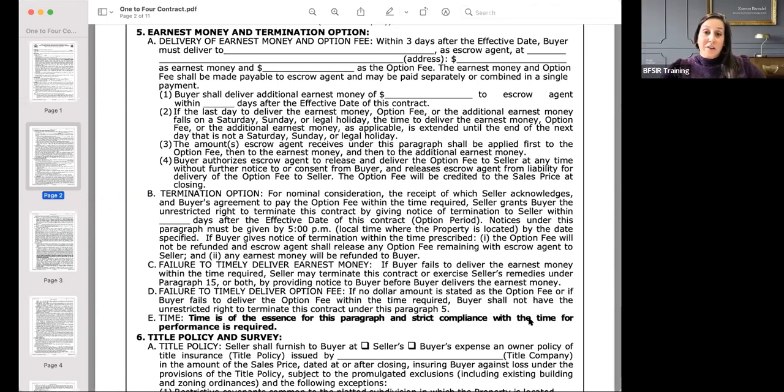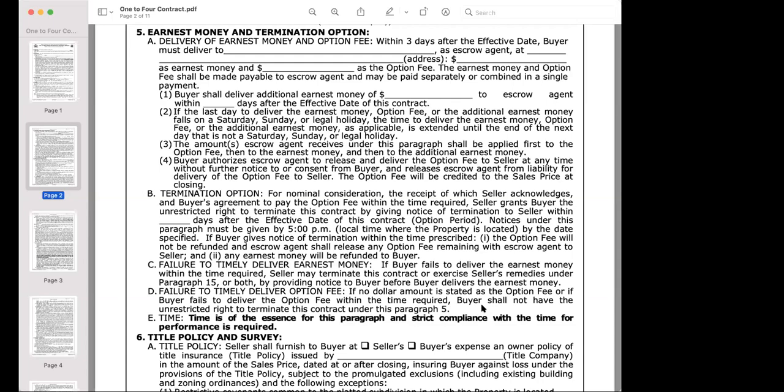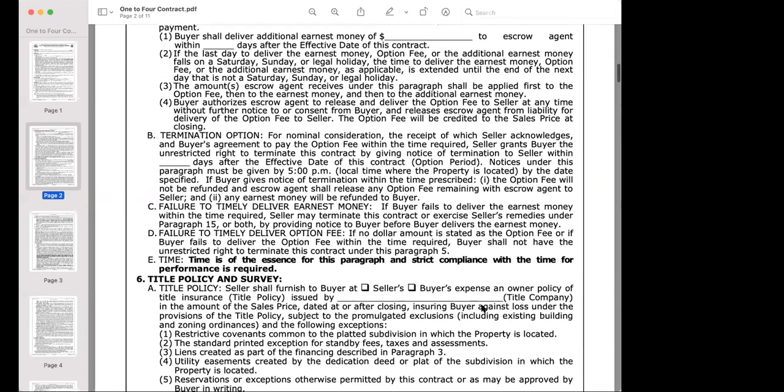Whatever is easiest for your client. Some people want to do wires, some people want to deliver checks, some people want you to deliver the check. I would just ask the client what they prefer. They use Zacom now, a lot of the title companies.